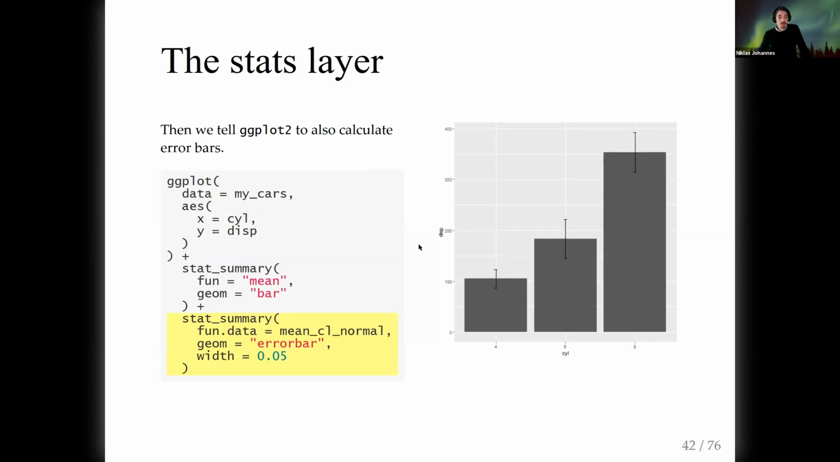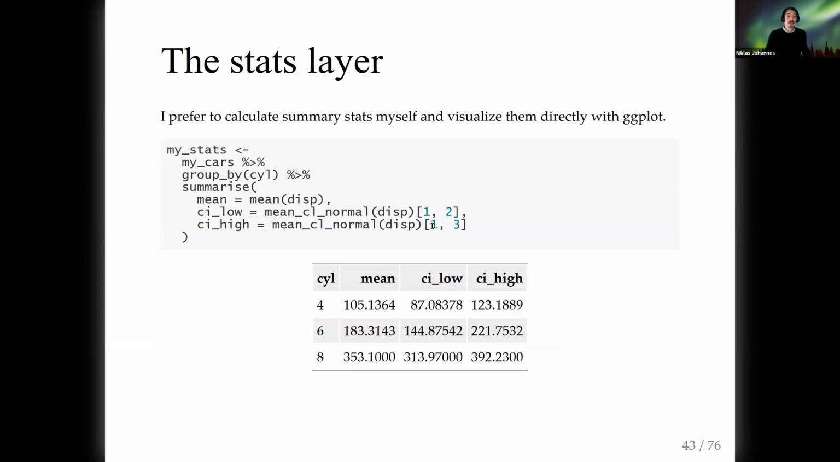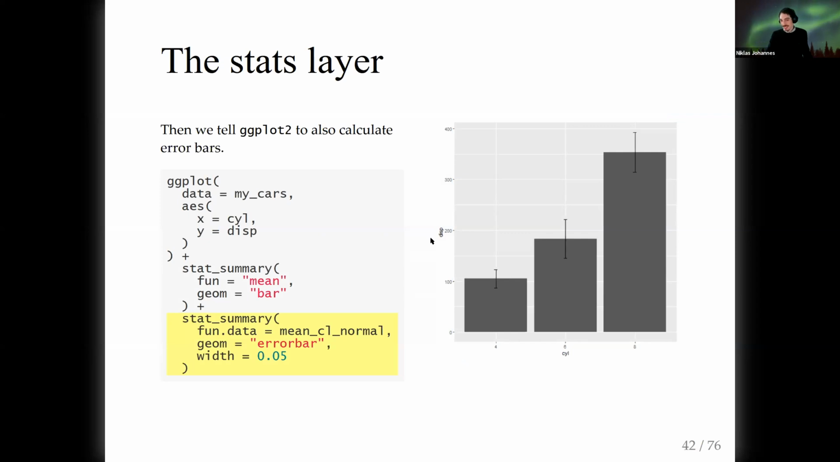But first, you can also have ggplot calculate error bars for you. In that case, you just add another geom or another component of the plot, which is another stat summary. You tell it to please calculate for you, that's the mean CL normal, the confidence intervals of that mean. You tell it which geom to use, an error bar, and the width is just for aesthetic purposes, so the error bars don't get too wide. Again, this totally works for bar graphs and for simple stuff.